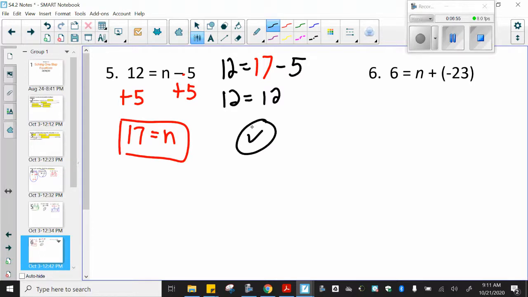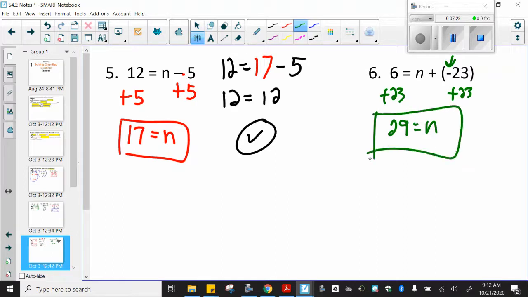Question 6. Now we have a different one. Now we have plus a negative 23. When we do plus negative 23, we want to worry about this negative. We're going to do the opposite of that. So we're going to do plus 23 and plus 23. All right. Bring it down. 6 plus 23 is 29. Equal sign comes down, n comes down. Negative 23 plus 23 makes 0. So it would be plus 0, but we don't need to write that. We have 29 equals n. All right.